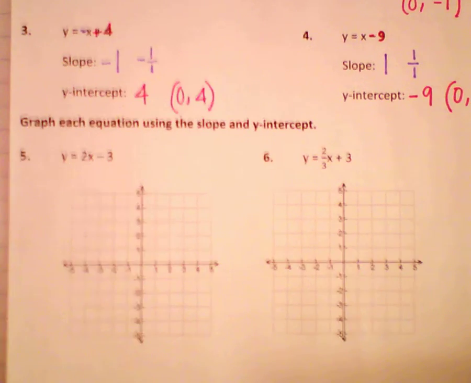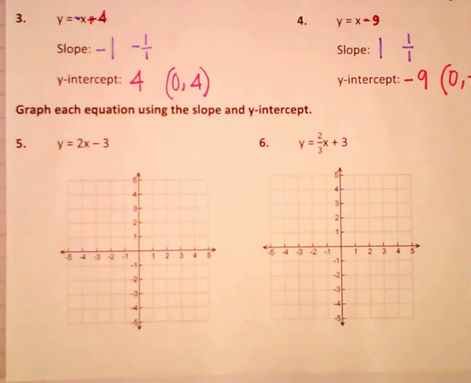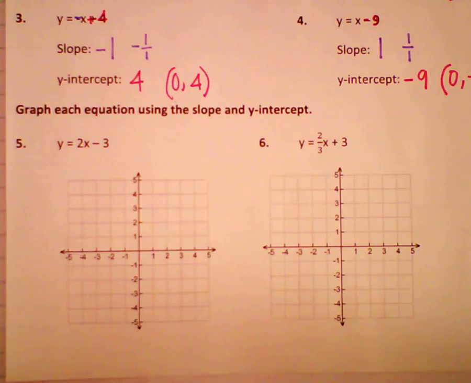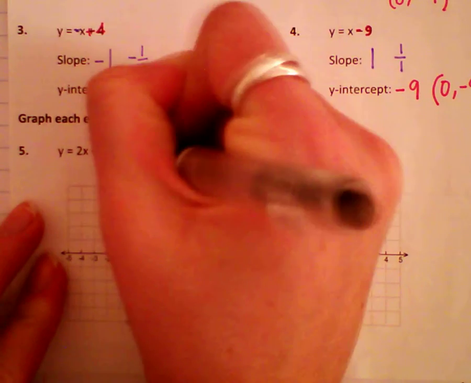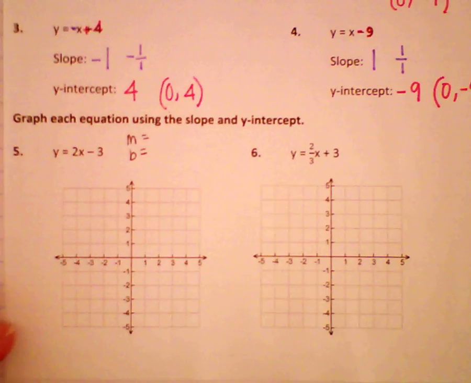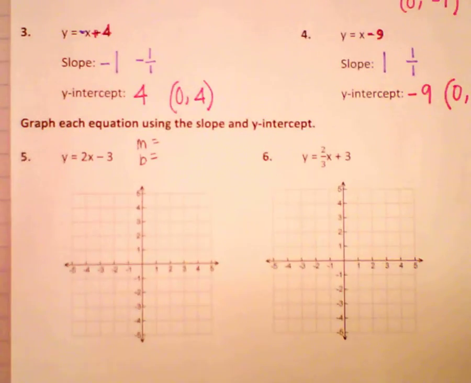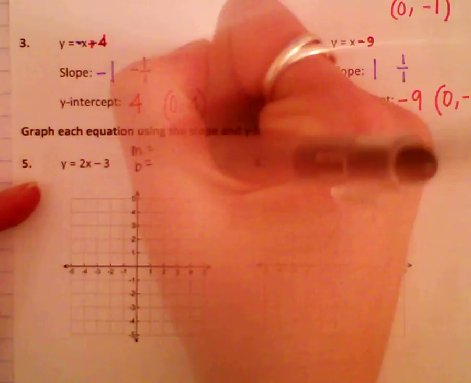All right, so let's see if we can put this all into play. Number 5. Y equals 2x minus 3. I'm going to continue to use my purple and my pink. I'm going to continue to see what my M and my B are. It's going to be really good if you start to get in the habit of writing down M equals and B equals. I'd love for you to do that. It might even be on a quiz, maybe.